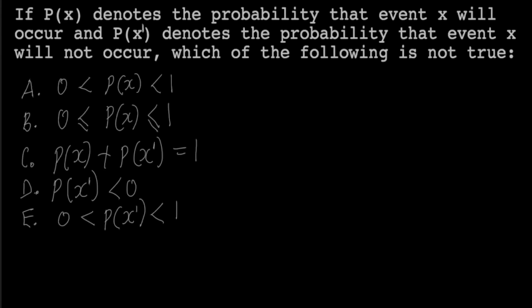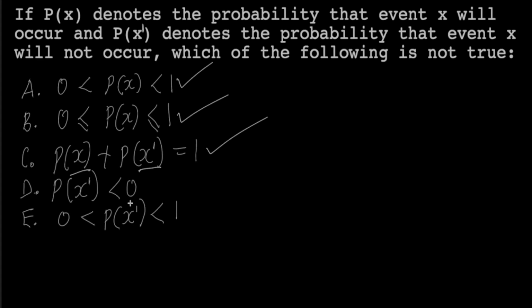Look at this. If P(S) denotes the probability that event S will occur, and P(S') denotes the probability that event S will not occur, which of the following is not true? We've established that probability can never be less than 0 or greater than 1. This one is correct. The same thing with this: it could be equal to 0 or greater than 0, less than 1 or equal to 1. This is also true. Success plus failure is equal to 1. Also true.